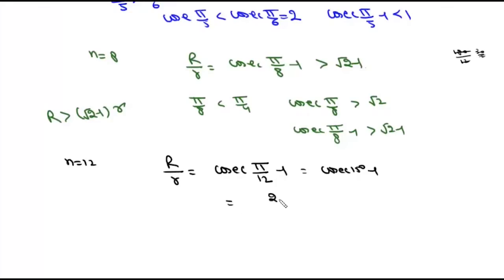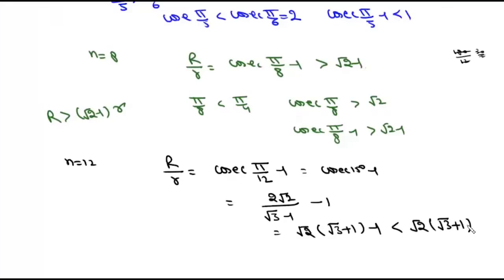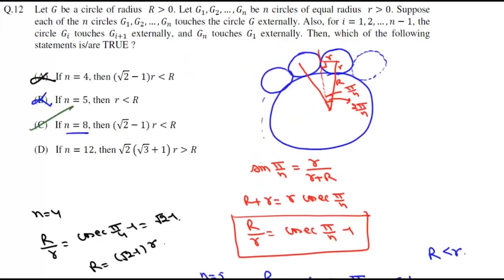Now cosec 15 degrees is 2 root 2 upon root 3 minus 1, and then minus 1. Now we'll rationalize it. So it will be root 2 into root 3 plus 1 minus 1, and it will be less than root 2 into root 3 plus 1. So from here we can write r should be less than root 2 into root 3 plus 1 into R. That means this option D is also correct. So the only correct options are C and D.